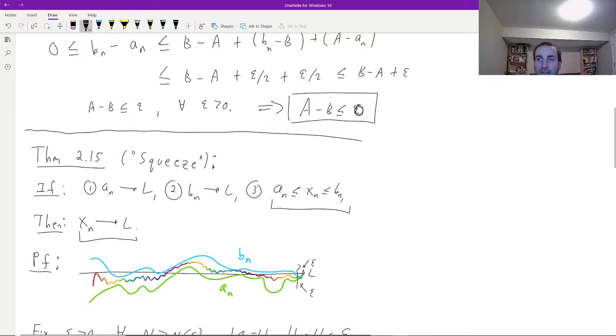I just have to zoom in at the end here, where an and bn are both sitting within epsilon of their limit L. And I can check just by looking at the picture, if both of them are within epsilon, then surely this rainbow line that I've drawn also has to be within epsilon, because it's sitting there, sandwiched between the two things, which are themselves sandwiched in this interval of width epsilon. So really all that we need to do to prove the theorem is turn this picture into mathematics.